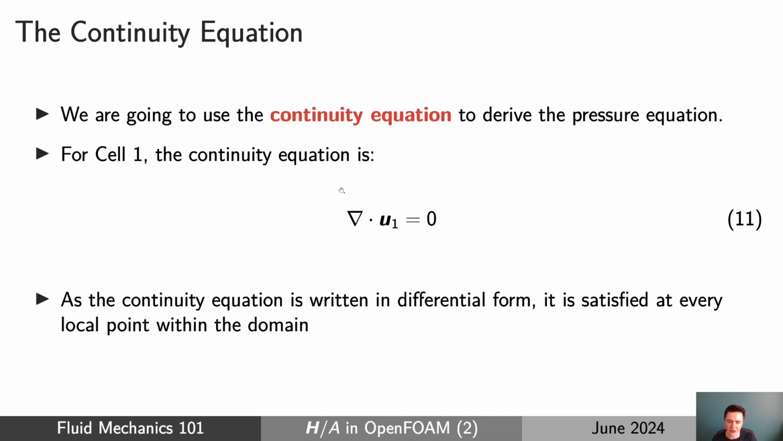So equation 11 here is the incompressible continuity equation for cell 1. The divergence of the velocity vector within cell 1 is equal to 0. And if we think right back to the start of the talk, you'll remember that this equation is written in differential form. It's not integrated over the volume of the cell, which means that for a converged solution, this differential equation will be satisfied at every infinitesimal point within the cell and also every infinitesimal point within the entire domain.